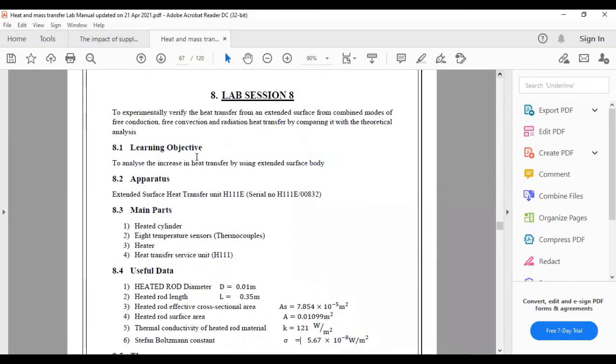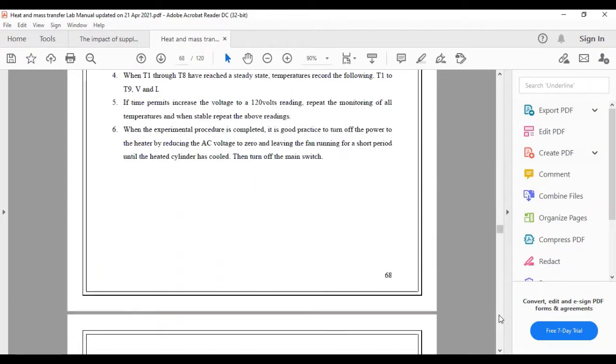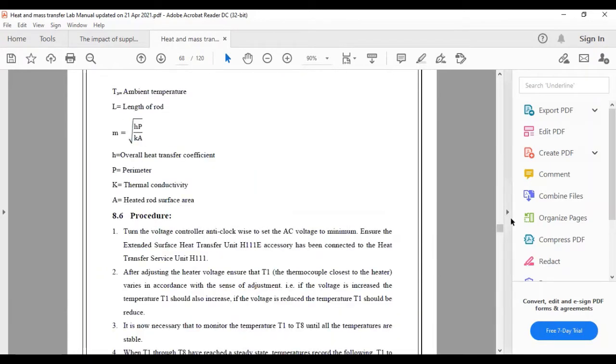So we will use here one apparatus, the extended surface heat transfer unit. Its code is H111E, and the main parts are the heater, cylinder, 8 temperature sensors (thermocouples), and the heat transfer service unit, the main console.